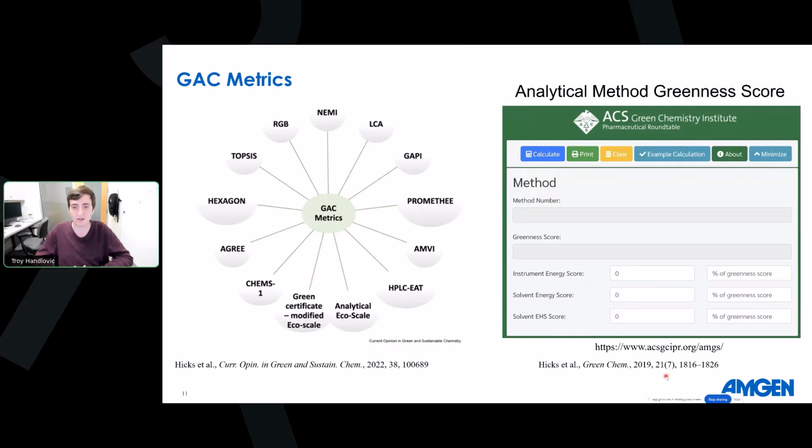And within that single numerical score, you see three different components. The instrument energy score, so faster separations tend to be greener as they use less time on the instrument. Solvent energy score, so greener solvents such as those that are bio-derived are better than ones that take more energy to create and dispose. And the solvent EH&S score, the environmental health and safety score. So you could go in there and kind of take a look at what is driving the greenness of your method and see where you can make improvements. And we'll show some examples of the AMGS as it relates to in-silico modeling in the end.